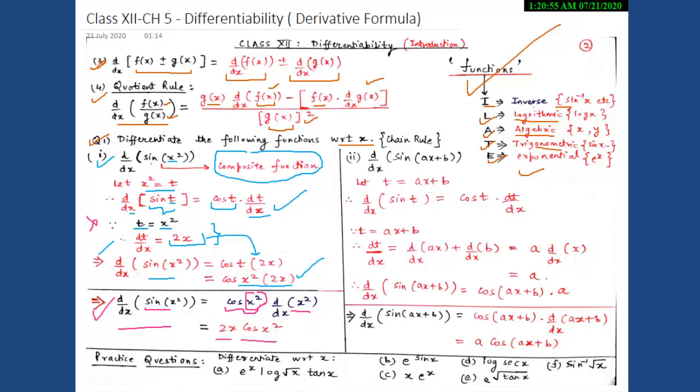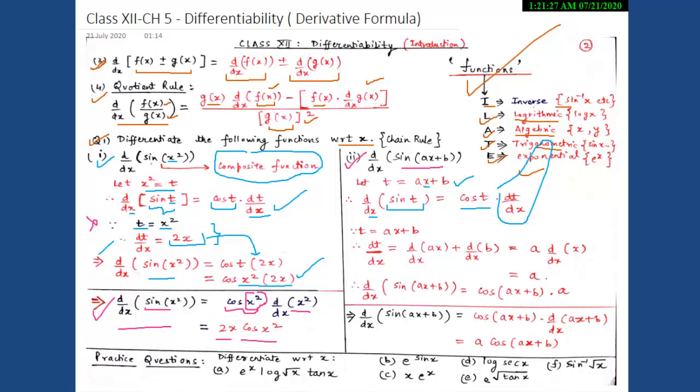And now our second question is that we have to differentiate sin(ax plus b). Again, in detail we will study how to apply the chain rule. So students, here again we have two functions, that is the sin function and ax plus b. Here x is an algebraic function. So we will assume t which is equal to ax plus b. And now we have to differentiate sin t with respect to x. So from here we get d by dx of sin t which is equal to cos t, and the differentiation of t is dt by dx.